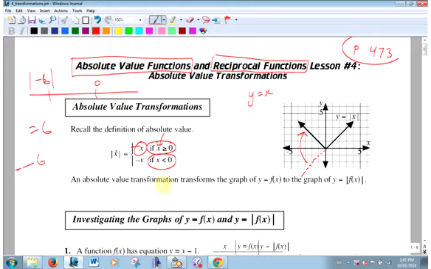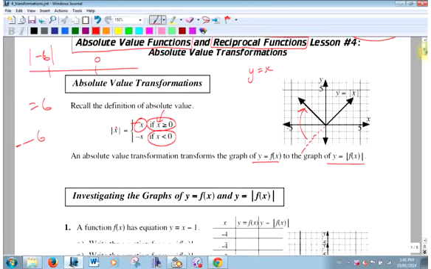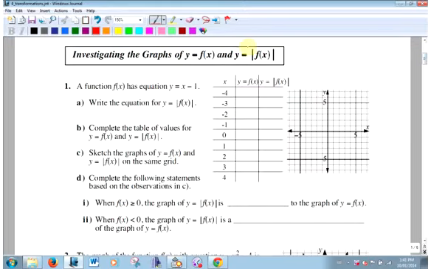Okay, an absolute value transformation transforms the graph of this to the graph of that. I don't care what f of x is. It's some function. And you're going to get some pictures of stuff. Okay, who knows what the equation of it is? Graphically, it's a piece of cake. All you do is take the negative stuff and make it positive. Okay? So, there's a graph, an original graph. I'm going to take the absolute value of it. This graph on this picture is going to be x minus 1.